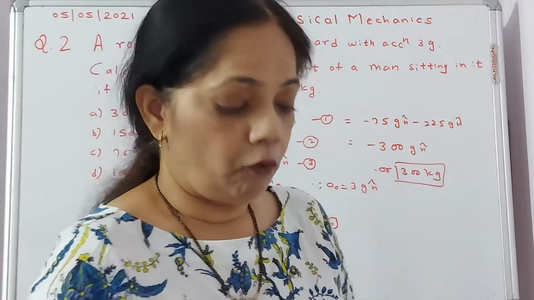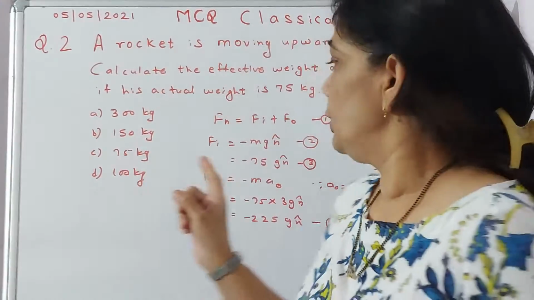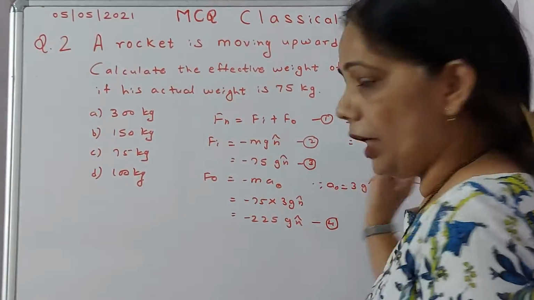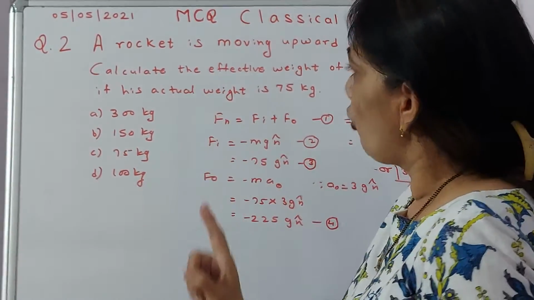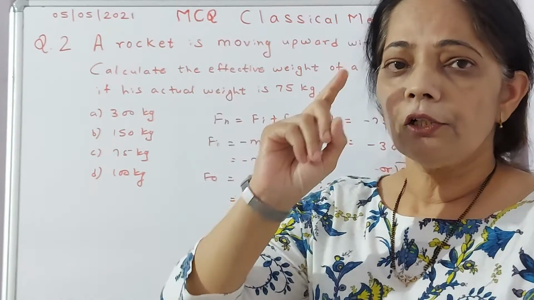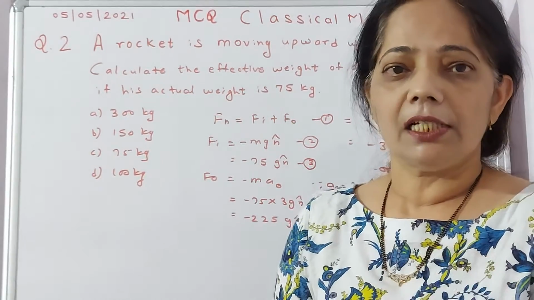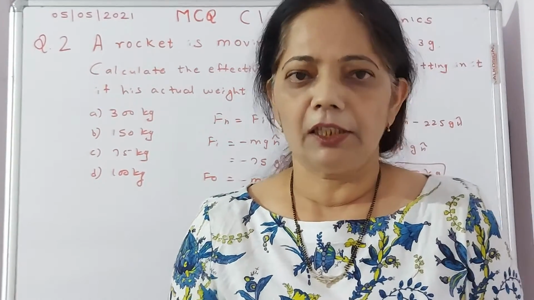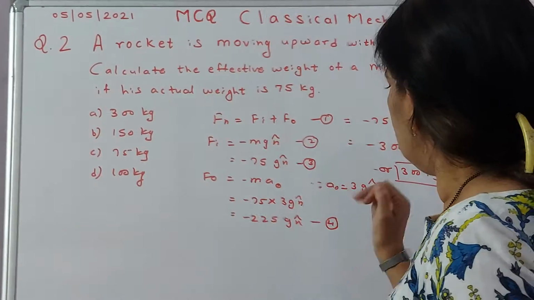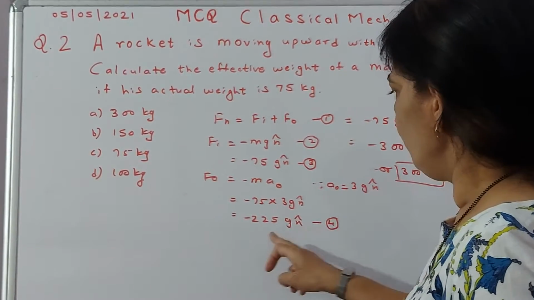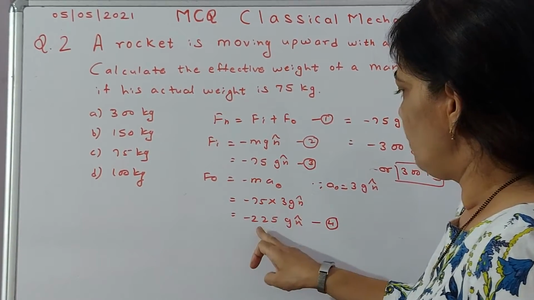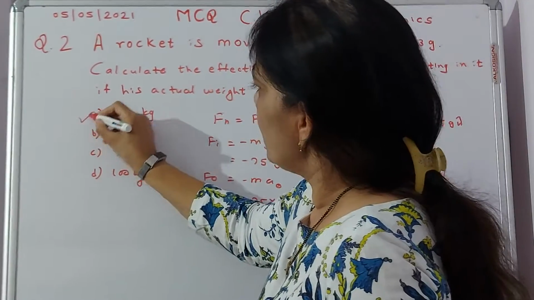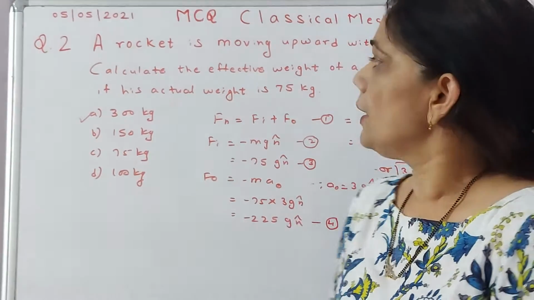Now, what about the minus sign? As per the formula, the answer will be minus 300 Gn, but when the rocket is moving upward, the weight will definitely be downward, like we are seeing in the case of the lift, whether the lift is going up or down. We are seeing the formulas accordingly. So over here, I'll have to choose the option. Exactly, minus 75 and minus 225 is going to give me the answer 300 kg. So the correct answer will be A, which is 300 kg.